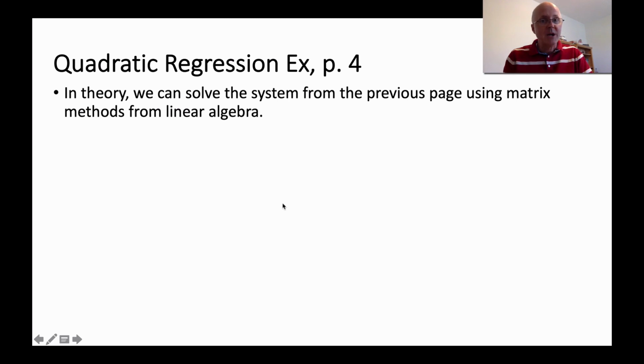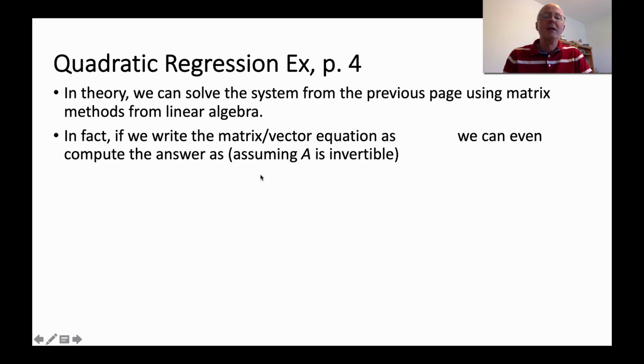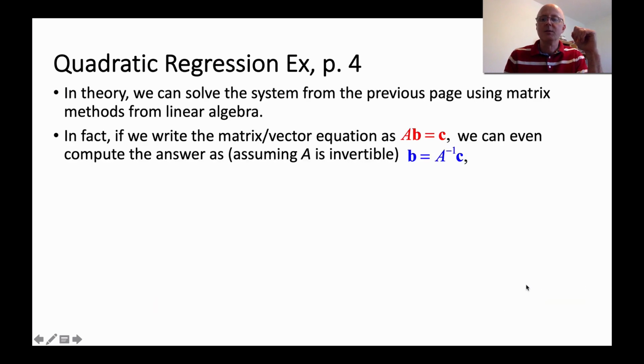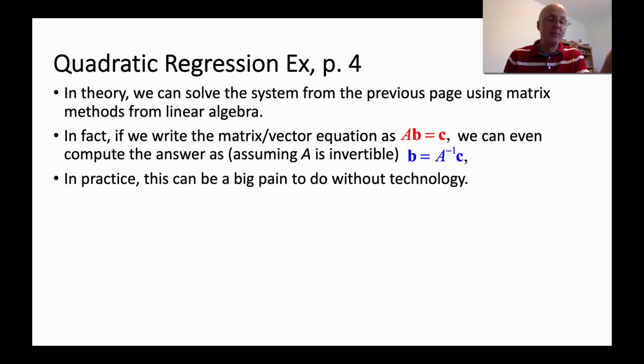You can either do row operations, and in a sense that might be the quickest way if you had to do it by hand. You also can write it in an abstract form, and assuming A is invertible, which it will be, you can write the solution for the vector B, having components B0, B1, and B2, as A inverse times C, where C is the right-hand side numbers for the equation. C is this vector over here, the 48.2, the 193.5, and the 1323.7. So we can represent it symbolically like that, and then we can use technology to solve for B.